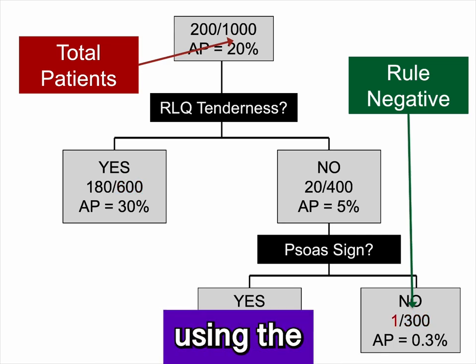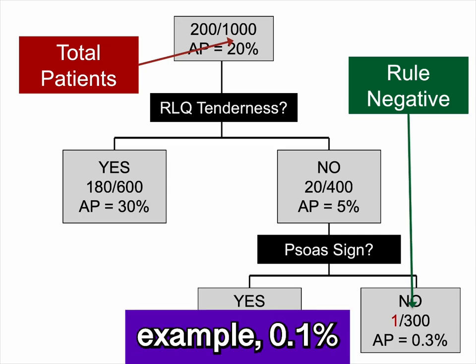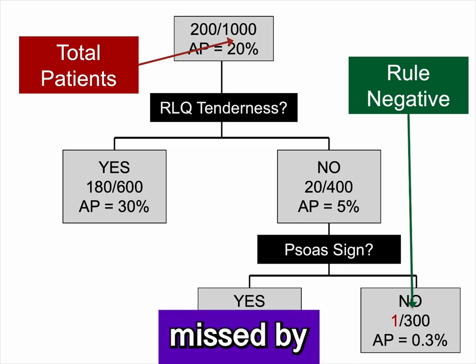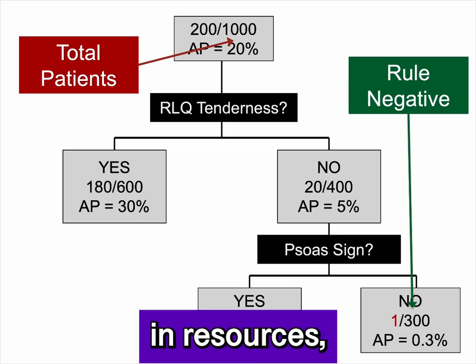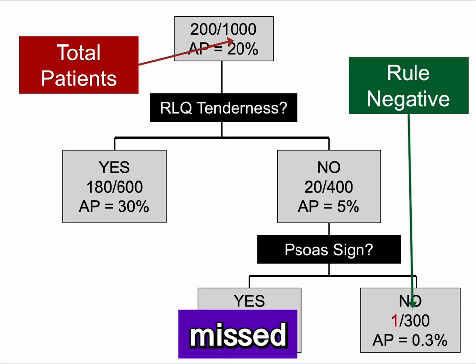The primary risk of using the rule is in missing patients with appendicitis. In this example, 0.1%, or 1 out of 1,000 patients with suspected appendicitis, would be missed by the rule. The benefits of using the rule, a reduction in resources, should be interpreted in the context of the risk of using the rule, and that is missed appendicitis.